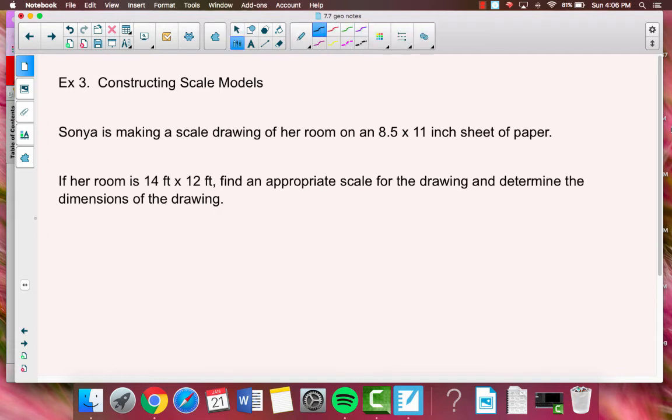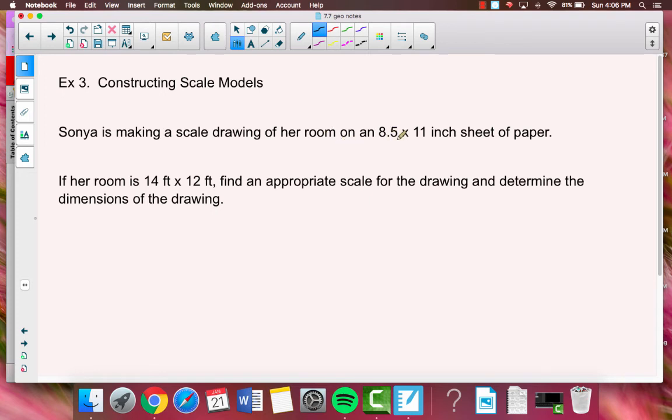So the biggest thing here is making sure you're coming up with an appropriate scale that would allow you to draw your image onto your paper and not make it too small or too big. So my suggestion when you do these types of problems, when you have to come up with your own scale, is to usually come up with and find the largest dimensions and then divide them.